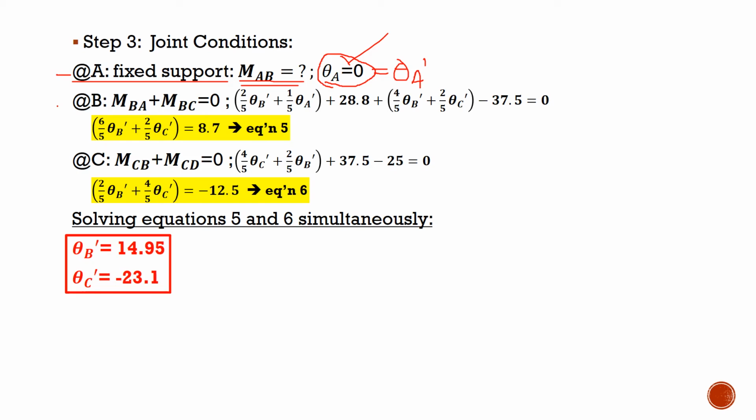So next is joint B. At joint B, we will get the equation. So this will be our equation. So the moment, what is it here, guys?